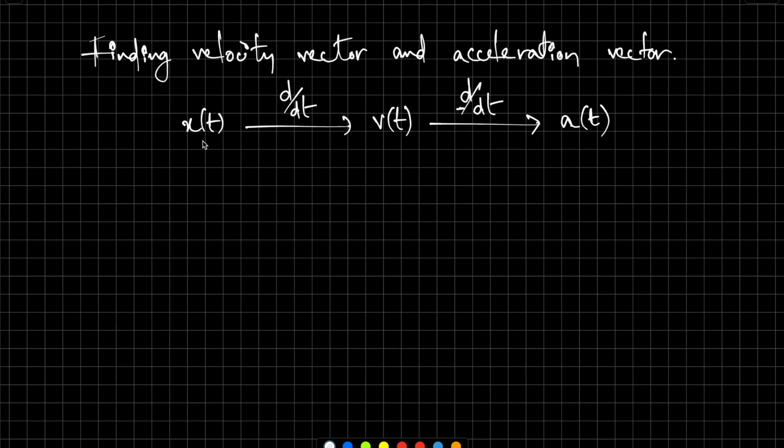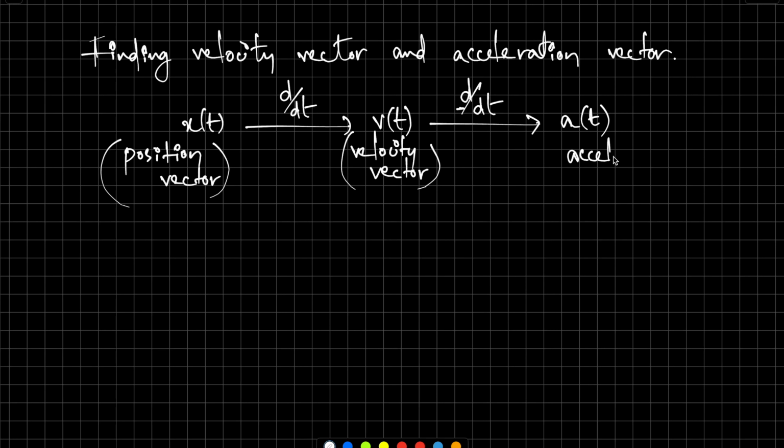So x of t or r of t is the position vector, v of t is the velocity vector, a of t is the acceleration vector. As a function of time, that means these vectors are changing with respect to time. At different times they have different values.